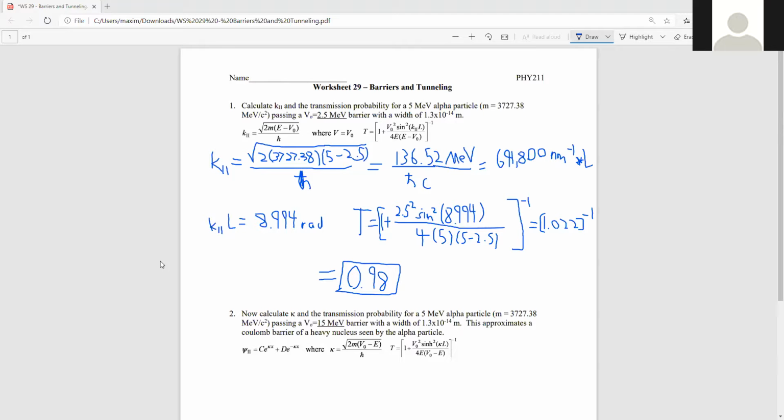Okay. So first group, if you want to just go on, show us yours real quick. So first we found K2, and that was just plugging in numbers, making sure to get the units correct.